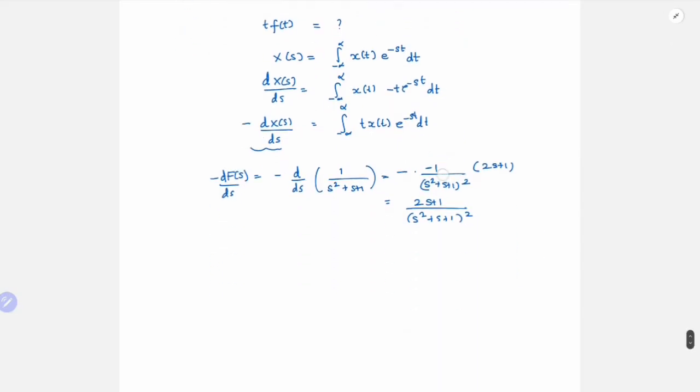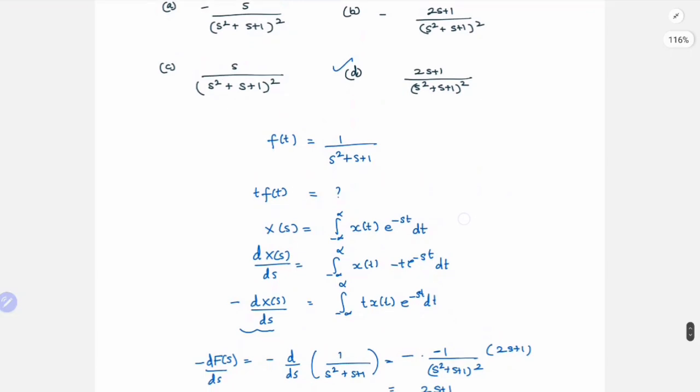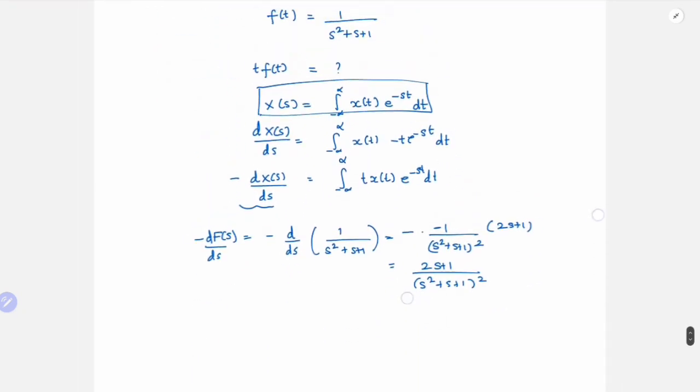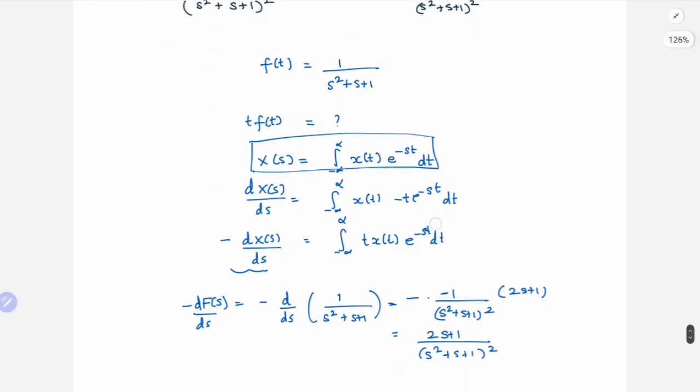Very simple. So you needn't remember all these formulas. You just need to remember the derivation. That way you can do it very easily. You can free up your mind and understand more concepts.